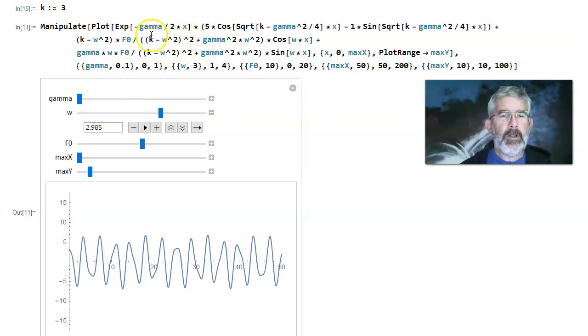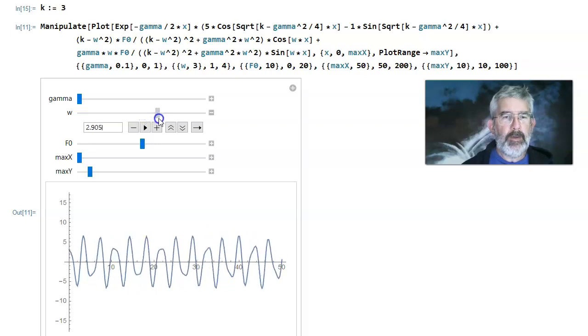And so here's the homogeneous part of the solution, the exponential plus the cosine and the sine, and then the rest of this is what in the previous video I called A times cos omega t and B times sine omega t. Of course, I'm using x here instead of t, and I'm allowing various things to be manipulated here. So the damping can be manipulated. The omega, which is the frequency of the forcing function, can be manipulated. The amplitude of the forcing function can be manipulated, and then just some settings of my graph.